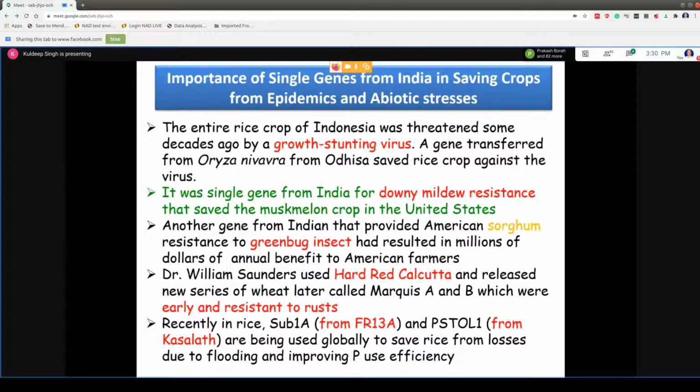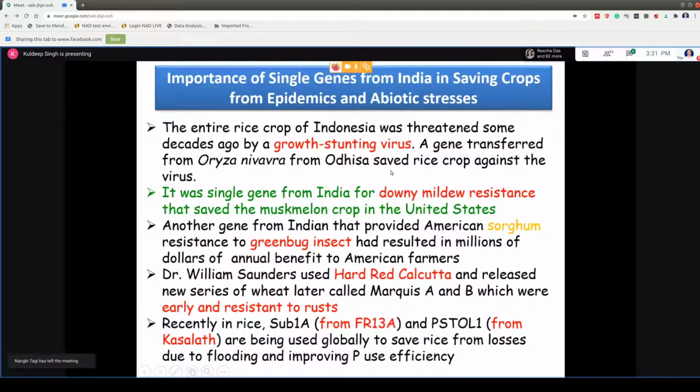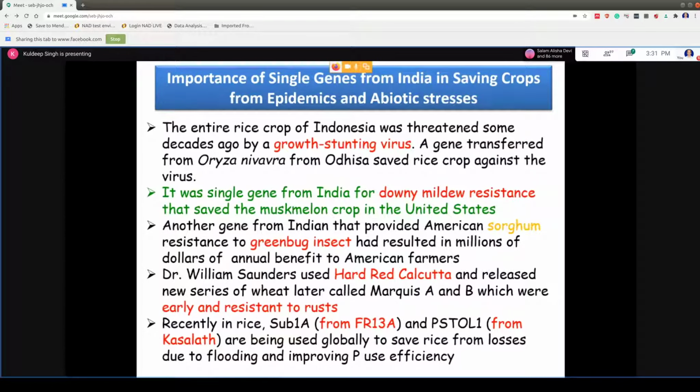India has utilized the world's genetic resources for its agricultural development, and India has contributed to global agriculture as well. On this slide, I will give you a few textbook examples of how genetic resources from India have helped the world. For example, those who have heard of the grassy stunt virus disease in Eastern Asia know that at one stage rice was almost going out of cultivation because of it, until Dr. Kush identified an accession of Oryza nivara from India. This accession gave a gene that brought resistance to grassy stunt, and that gene's effect continues today. The downy mildew resistance of melons in the United States saved the melon industry. The US sorghum industry was saved because of a resistance to greenbug insects from here.